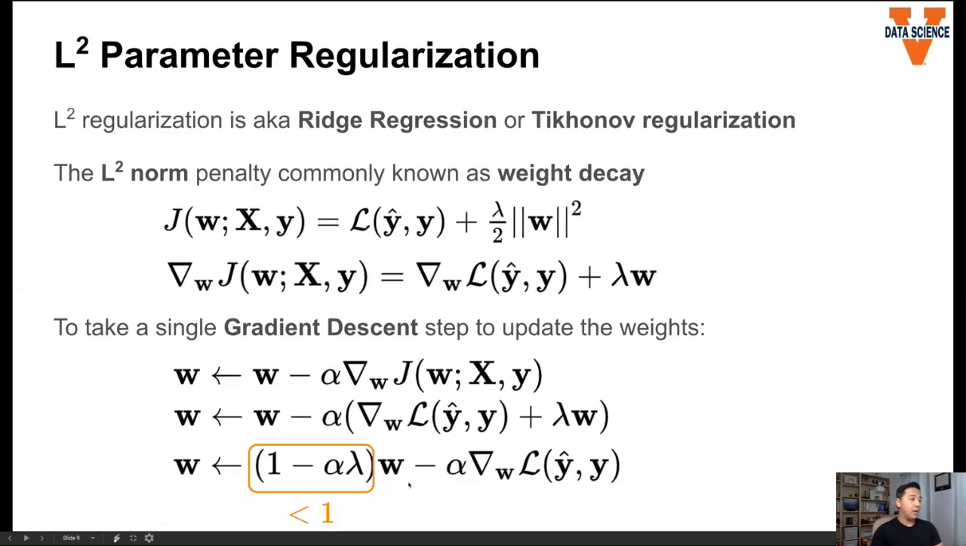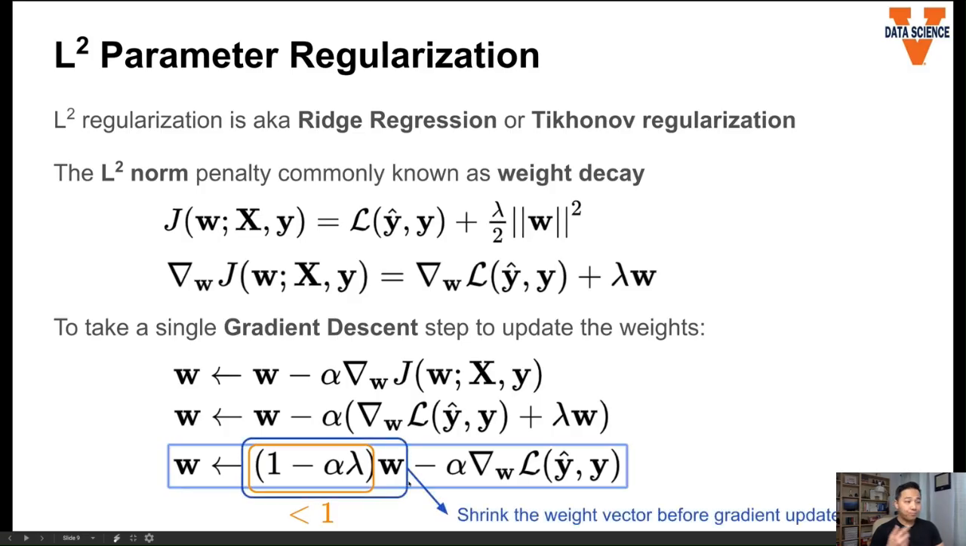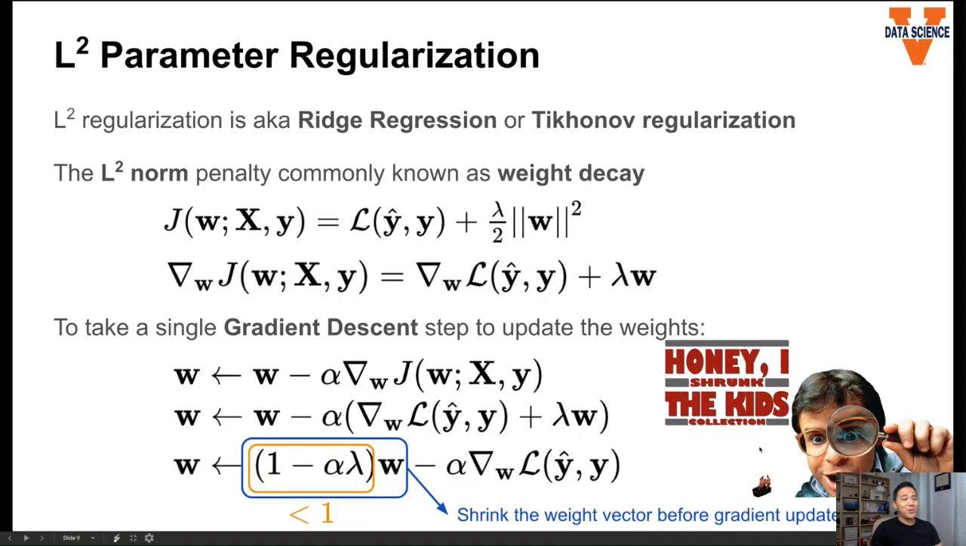So what does that mean? It means you have W times something that is less than 1. What happens is that you shrink the weight vector before any gradient update. You are trying to decay your weight at every update step to make your weight smaller, and that's why this is also known as weight decay. The association is that you are shrinking the parameters at every step, like the movie Honey, I Shrunk the Kids, my favorite one growing up.